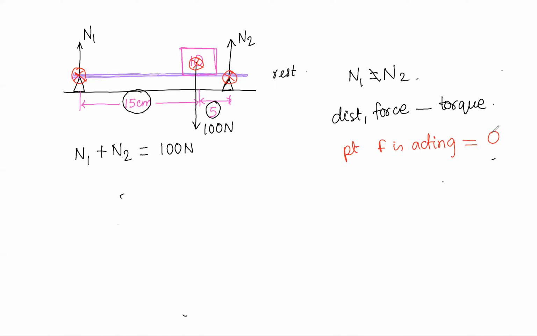Because if you choose a point exactly where a force is acting, what is the distance to the point of action of the force? Zero. The value of r is zero. So because r is zero, the torque is automatically zero. So you always choose a point where a force is acting, and preferably the point should be at rest.